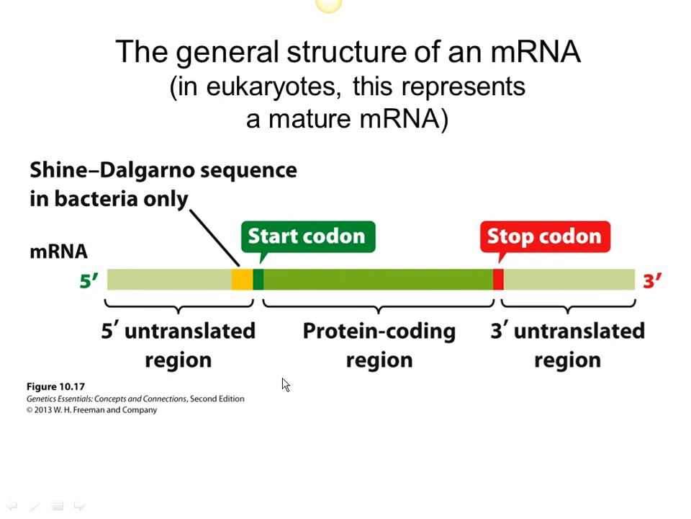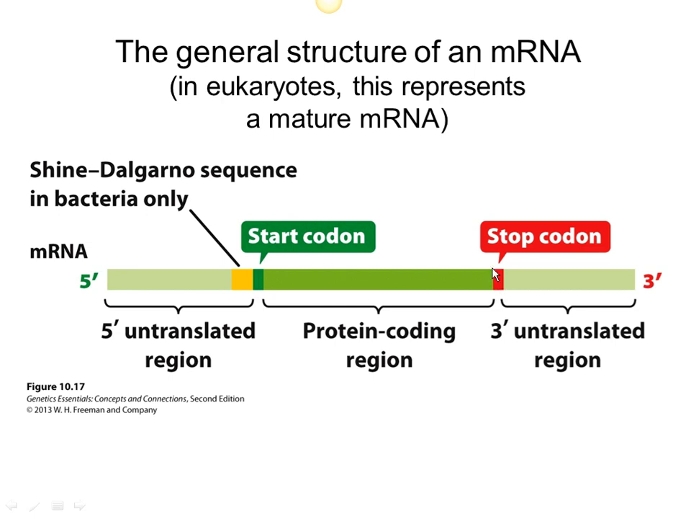This is the general structure of an mRNA after it's been processed. On the 5' end of the mRNA, you'll have some nucleotides, and the codons don't start right away. So you'll have this section called the 5' untranslated region. Then at a certain position, you'll have the start codon, which is always AUG, and that's true in bacteria and in eukaryotes.